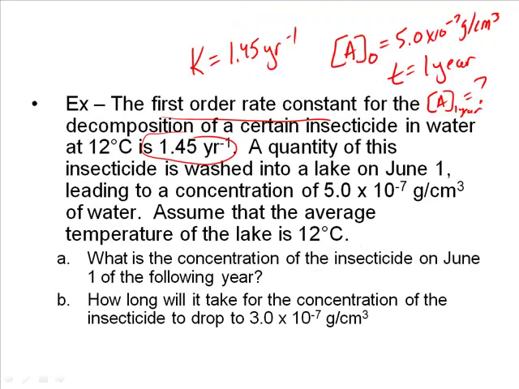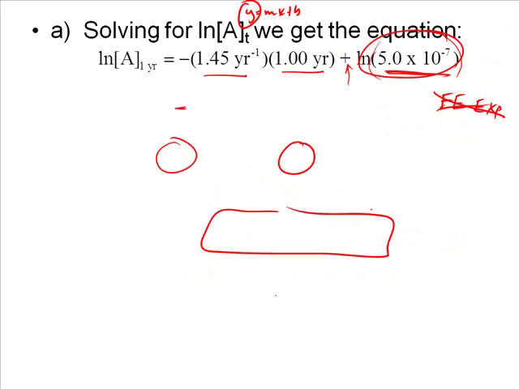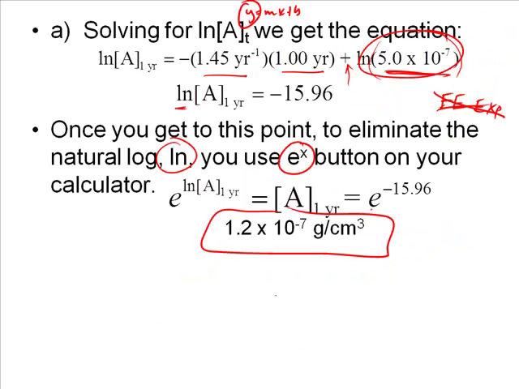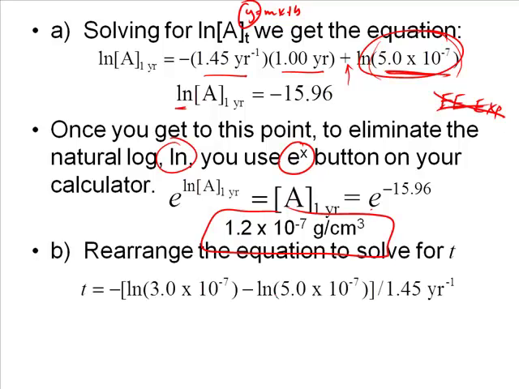Okay, now part B, let's go back there real quickly. Part B says how long, so this time they just want to know the time. How long will it take for the concentration of the insecticide to drop to 3 times 10 to the negative 7th? Again, figure out the variables that you know, plug those numbers in and get your unknown. So we're going to rearrange the equation to solve for T.